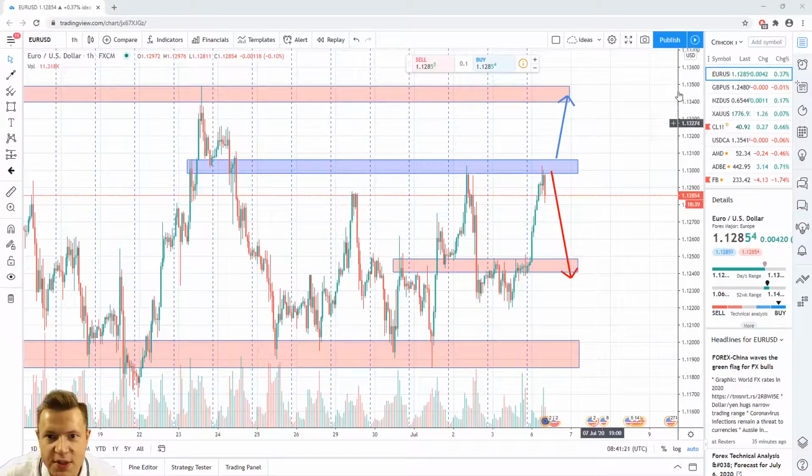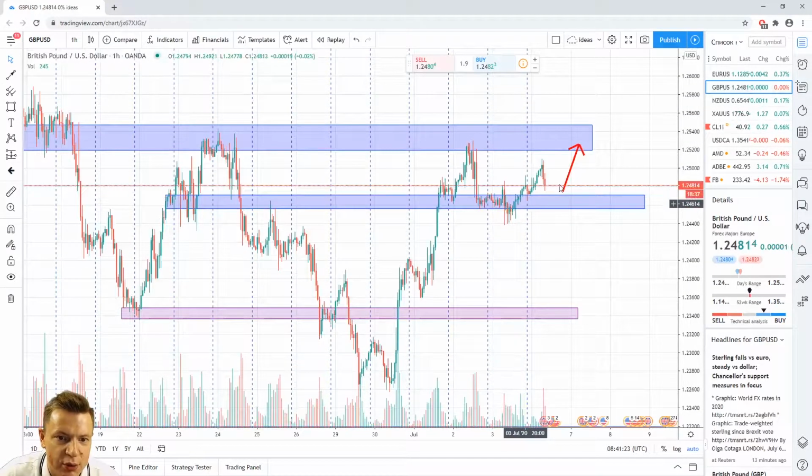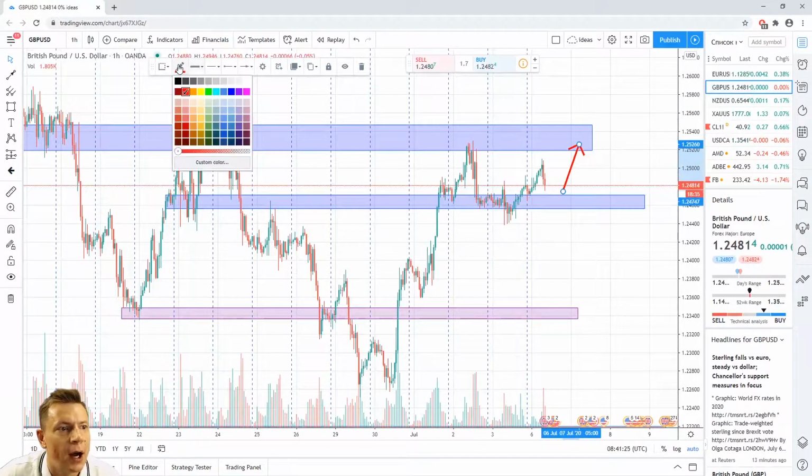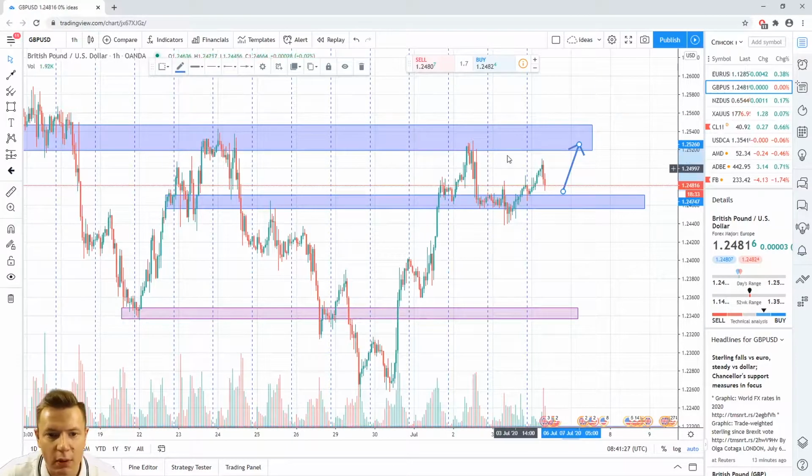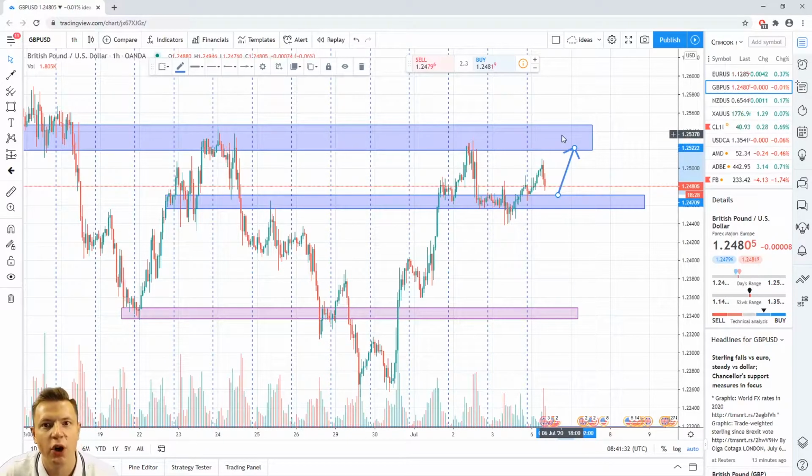Another idea in the pound USD. I recommend you long this currency pair. The first target will be around 1.2540.